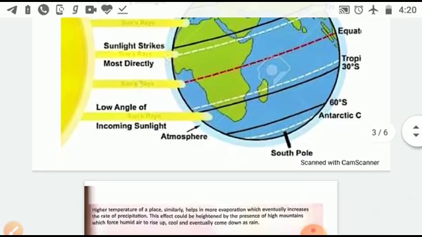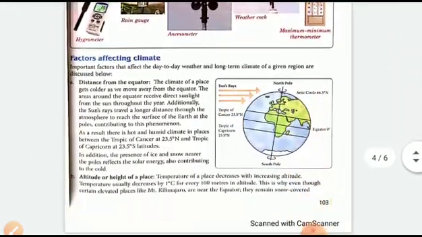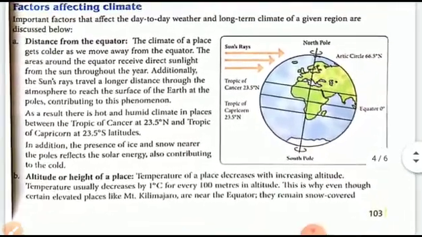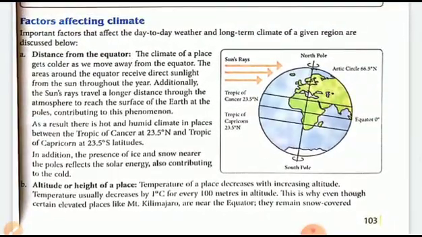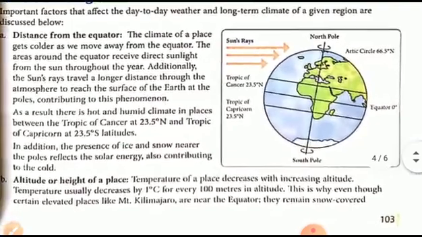Now let us proceed to the chapter, page number 103, factors affecting climate. The important factor is distance from the equator. The climate of a place gets colder as we move away from the equator. The areas around the equator receive direct sunlight throughout the year. Additionally, the sun rays travel a longer distance through the atmosphere to reach the surface of the earth at the poles, contributing to this phenomenon.